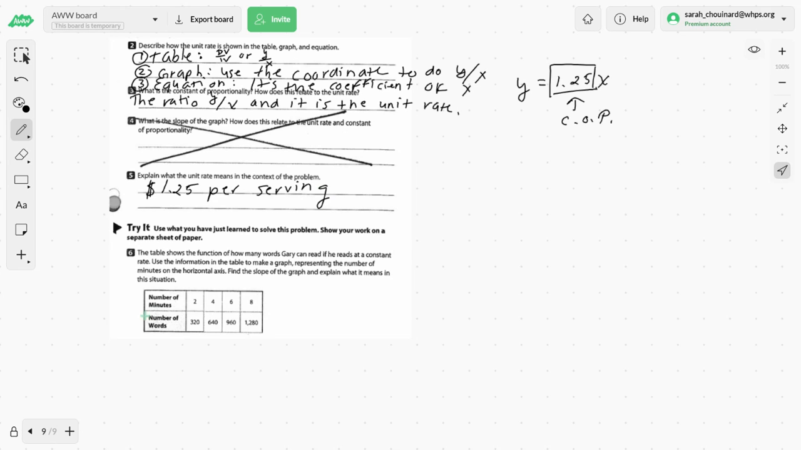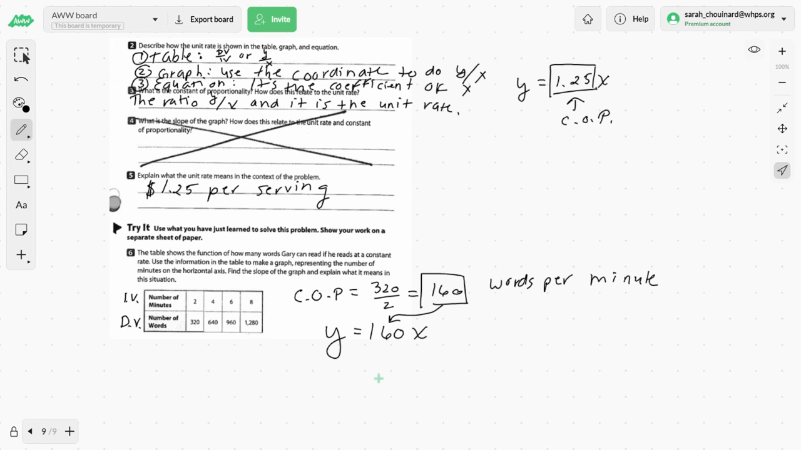So for this last one, I control the number of minutes I type. The number of words depends on that. So if I do the C.O.P, that would be 320 divided by 2, which is going to be 160. Let's practice writing it. Words per minute. And if I were to write an equation, it would be y equals 160x. That would help me calculate the number of words based on the number of minutes that I typed for.